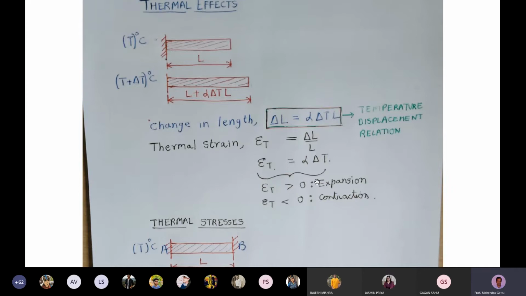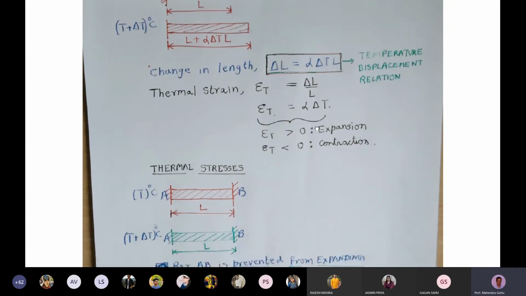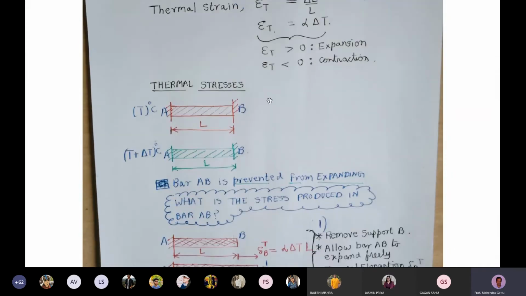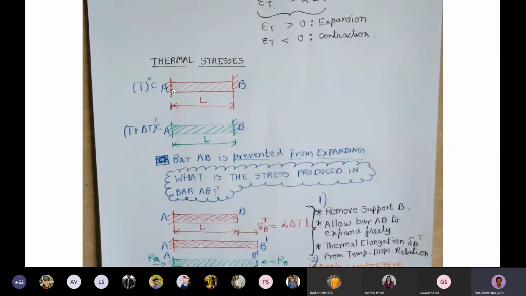Now I'll introduce the concept of thermal stresses. The concept is very simple. Here we have a bar of length L, and it is fixed at both ends A and B. The initial temperature of the bar is T degree centigrade. Now we increase the temperature by delta T. So this is the heated bar, and the temperature is T plus delta T degree centigrade. So there is a rise of delta T in the temperature.